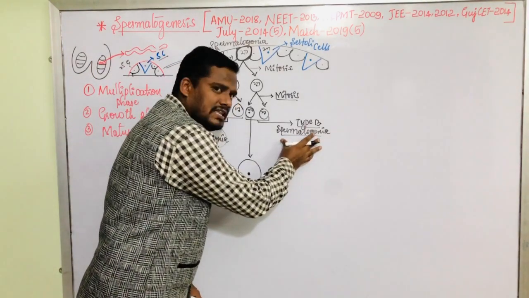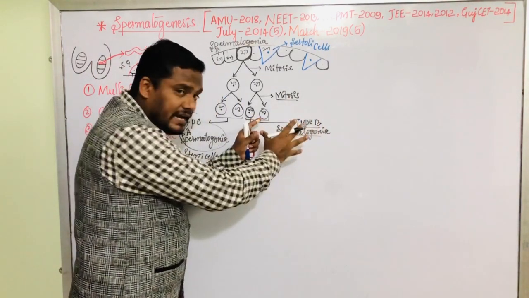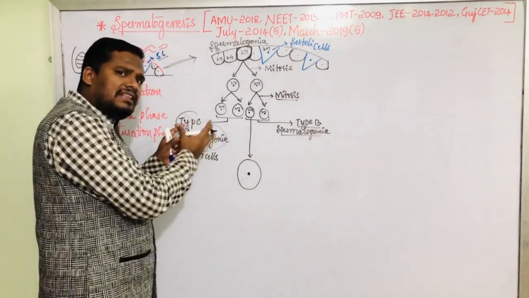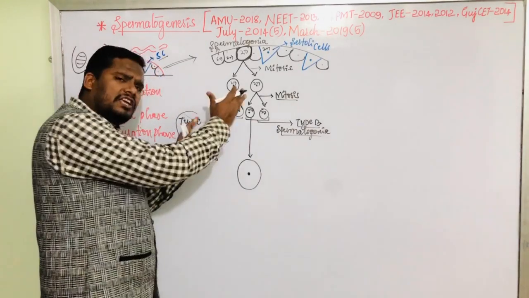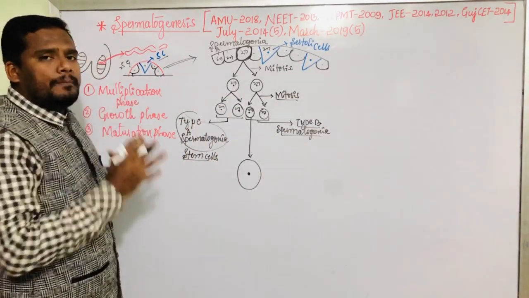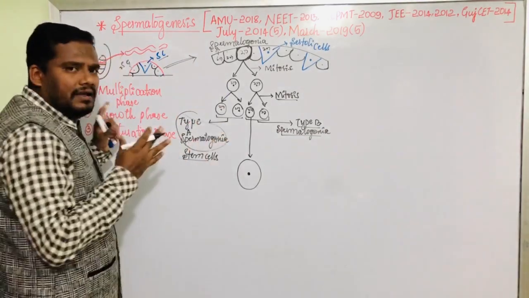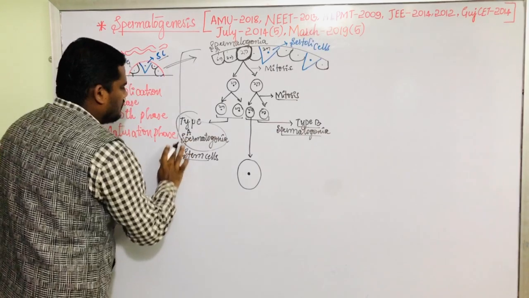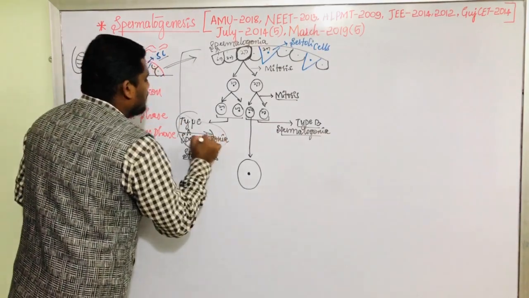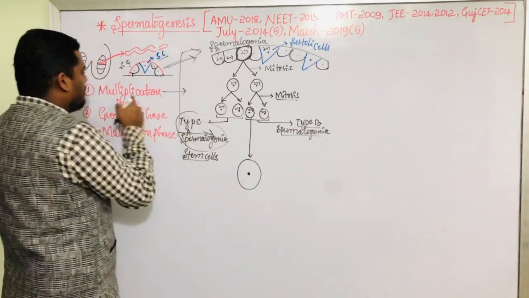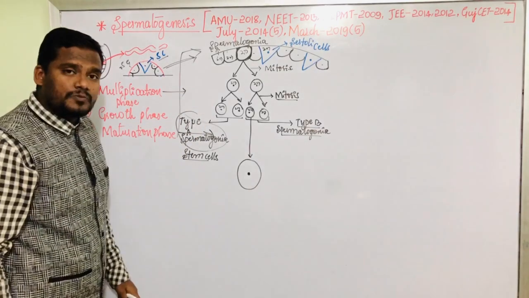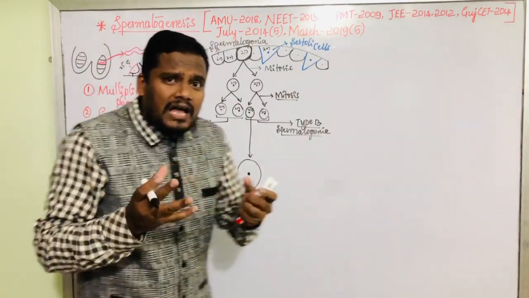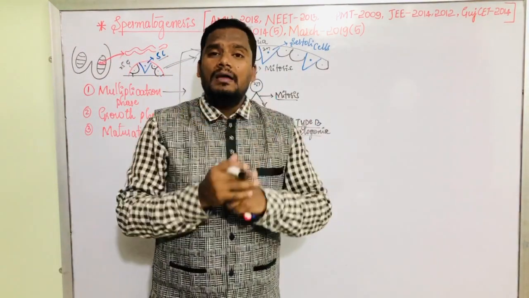Half of the cells become type B and enter into the next phase of spermatogenesis, whereas half of the cells remain as stem cells and keep on dividing by the mitotic process. They are multiplying. Up to this stage it is called the multiplication phase, the first phase of spermatogenesis, where the number of spermatogonia continuously increases by mitosis.